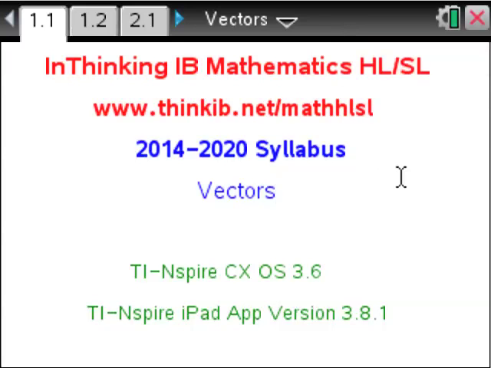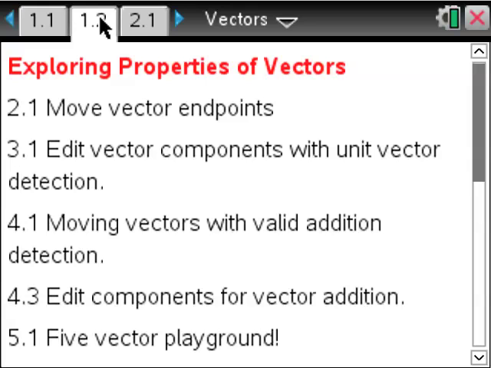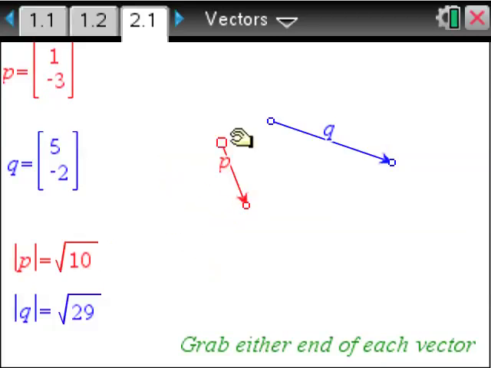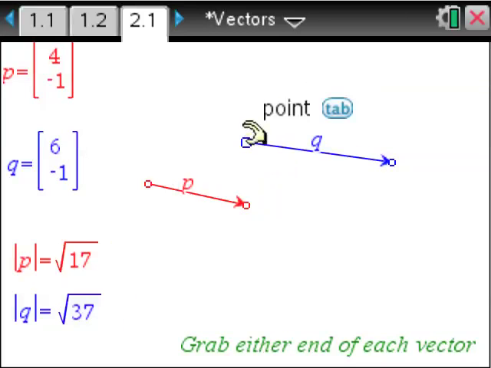This document is linked to the vectors topic of the IB Maths higher level course. It's allowing students to explore the properties behind vectors with different properties on different pages. For example, on this first page you can grab either end of each vector, and as you do so the information on the left is updated for the components and for its magnitude. You can cross them over and do anything you want with either vector p or vector q.